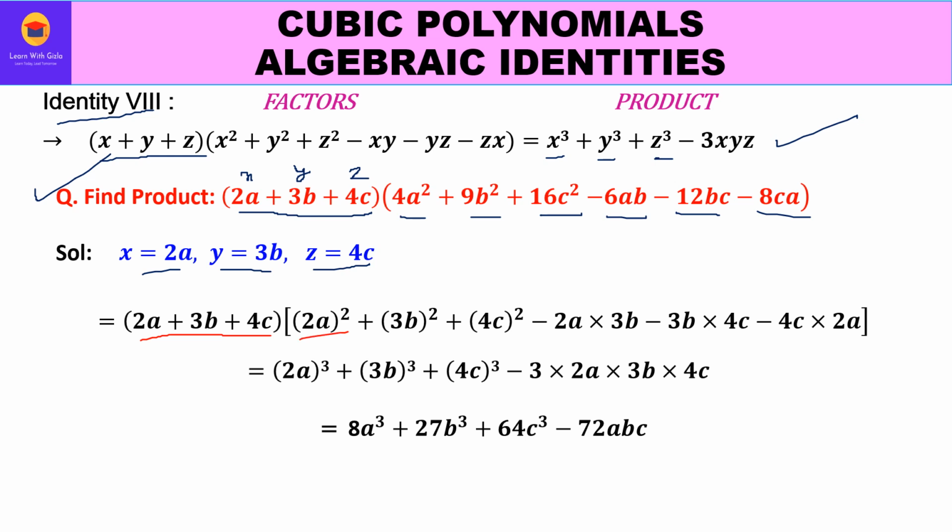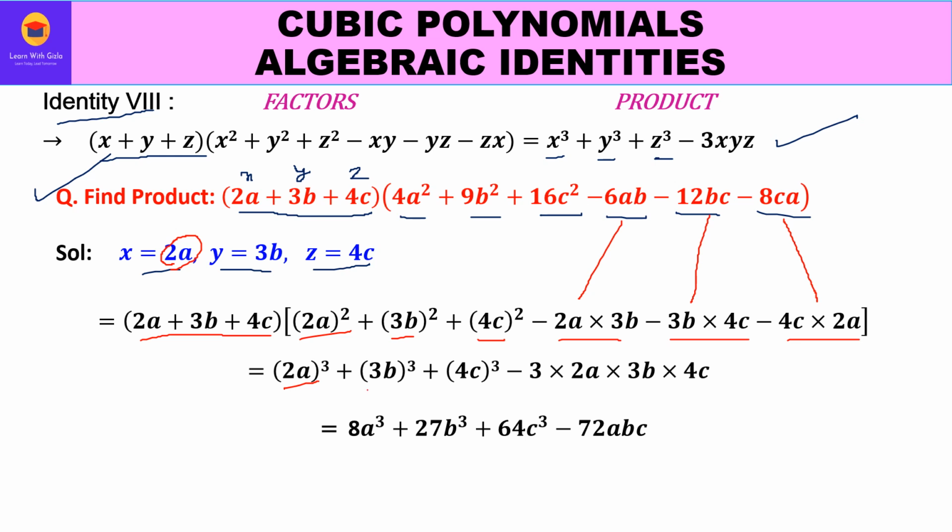4a square can be written as 2a whole square, 16c square is 4c whole square, 9b square is 3b whole square, then minus 6ab you can further split as minus 2a into 3b, minus 12bc can be split as minus 3b into 4c, minus 8ca can be split as minus 4c into 2a, right? So when we have such factors, two factors in such form, then the product is x cube. That means what is x? X is our 2a. So 2a whole cube.